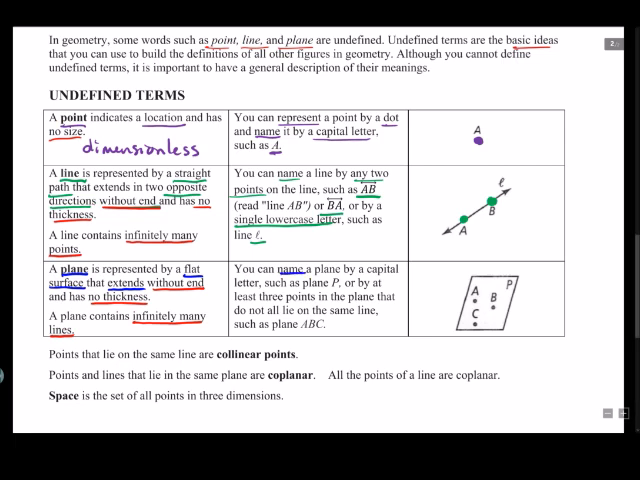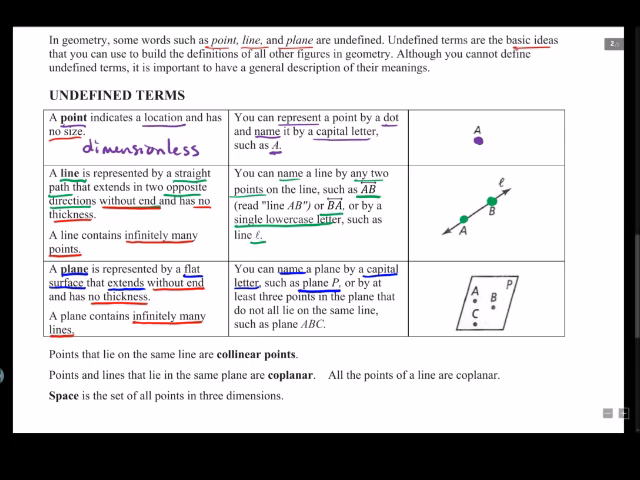You name a plane by a capital letter. So over here, the only capital letter that is not associated with a point is P. This would be named plane P. You need to put the word plane in front of it, because otherwise it would be point P.